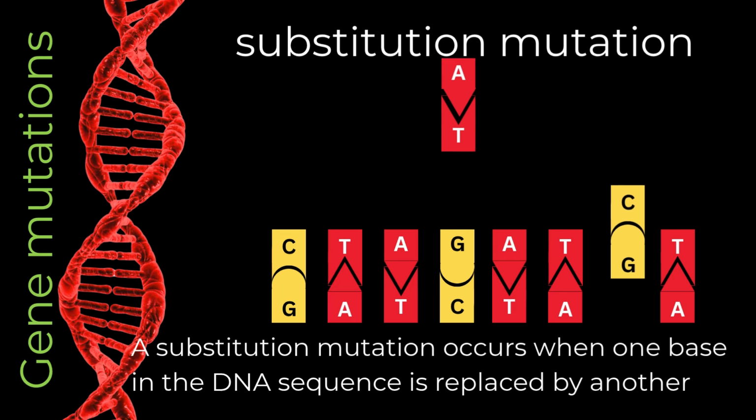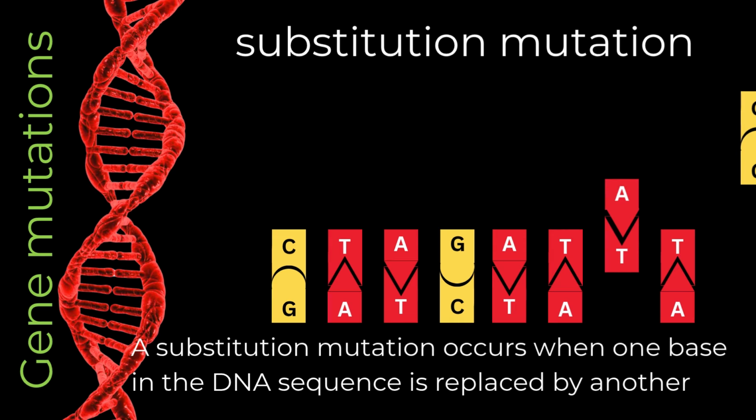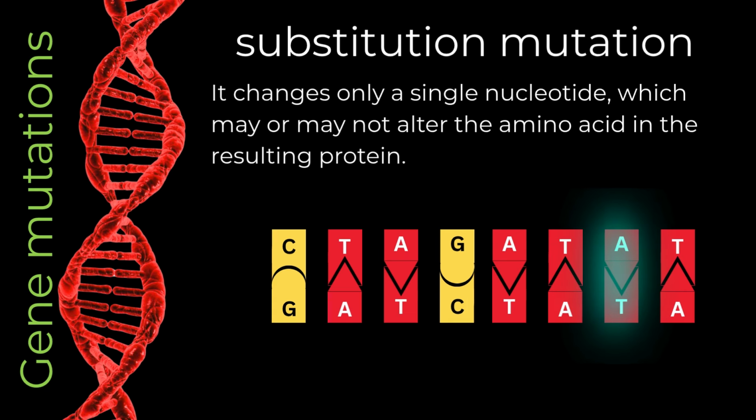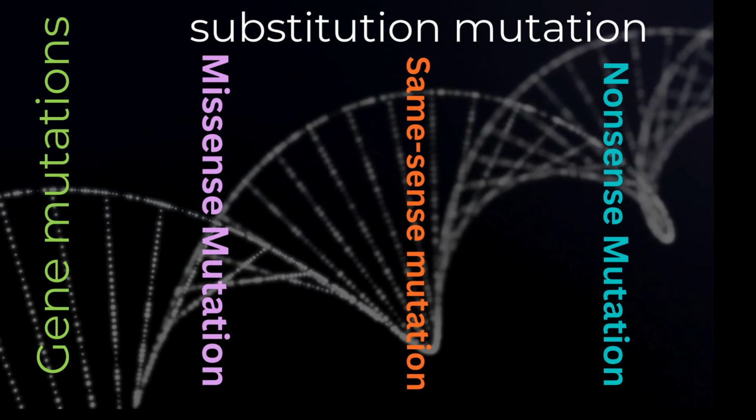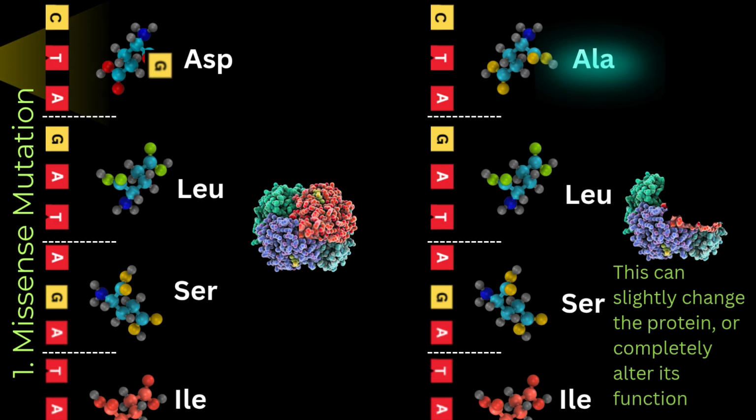A substitution mutation occurs when one base in the DNA sequence is replaced by another. It changes only a single nucleotide, which may or may not alter the amino acid in the resulting protein. Substitution mutations can be of three major types. 1. Missense mutation. A missense mutation happens when just one base in the DNA changes, causing one amino acid in a protein to be replaced by another. This can slightly change the protein, or completely alter its function. For example, sickle cell anemia is caused by a single missense mutation in the hemoglobin gene.